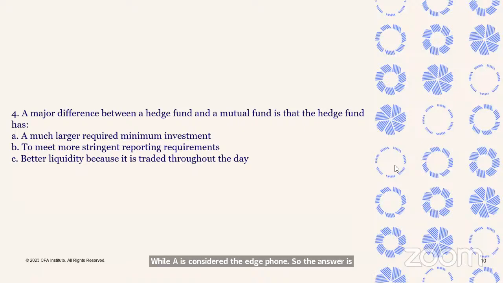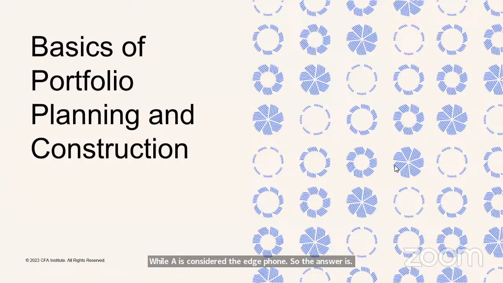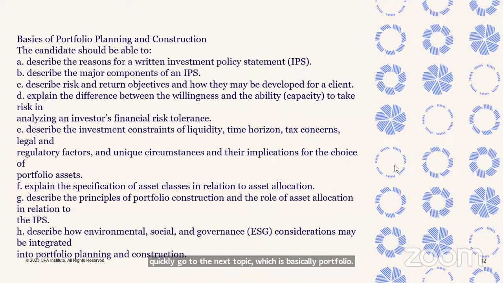So quickly we go to the next topic, which is basics of portfolio planning and construction. This is where you have your IPS, which is the investment policy statement. Remember, we said that before, under your planning stage, this is what happens under the planning stage. You try to understand your clients, so you draw what we call the IPS. Under the IPS, you should be able to describe major components. You have your risk objectives, your return objectives.